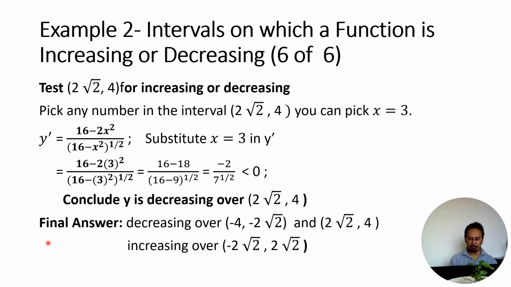Now we write the final answer: decreasing over the intervals negative 4 comma negative 2 square root of 2 and 2 square root of 2 comma 4, and increasing over negative 2 square root of 2 comma 2 square root of 2. So on the web site, instead of putting "and," you can put a comma here. And that's the end of this section.